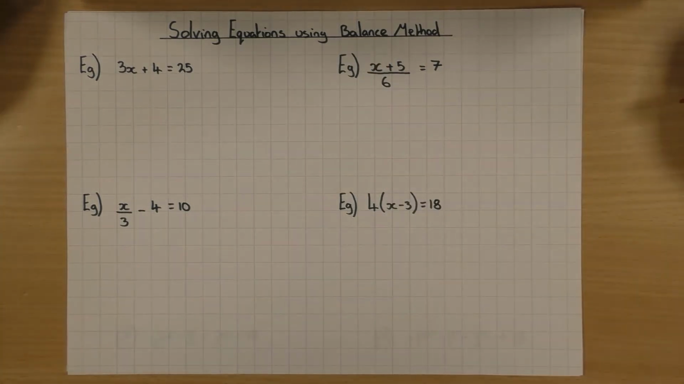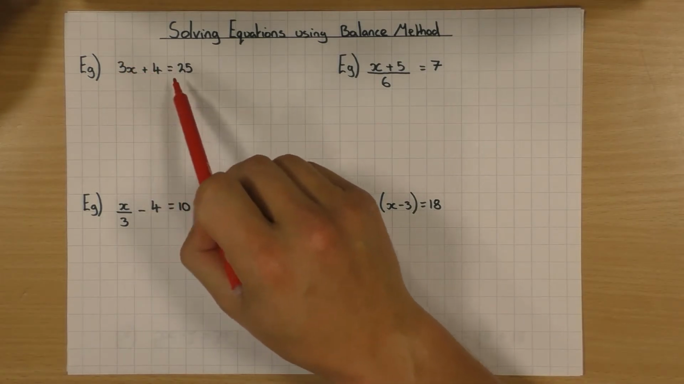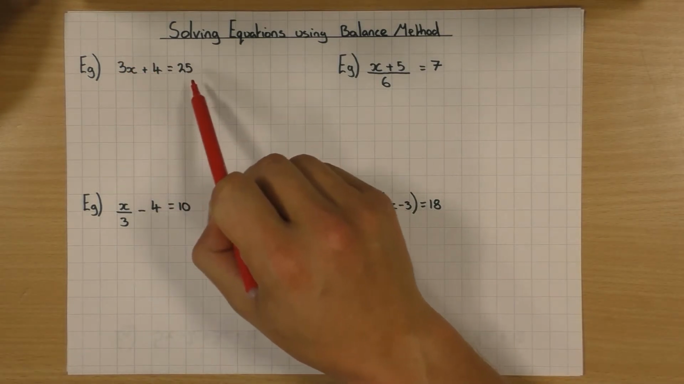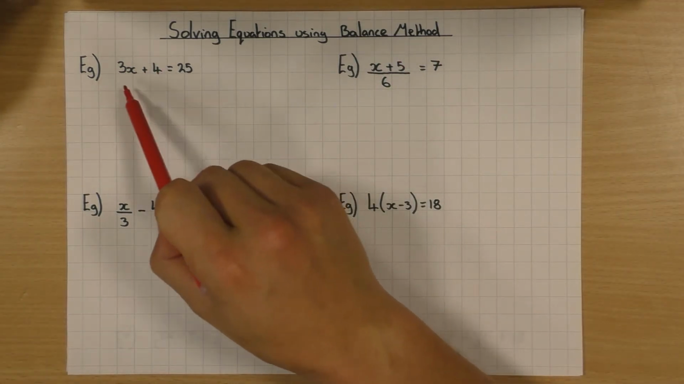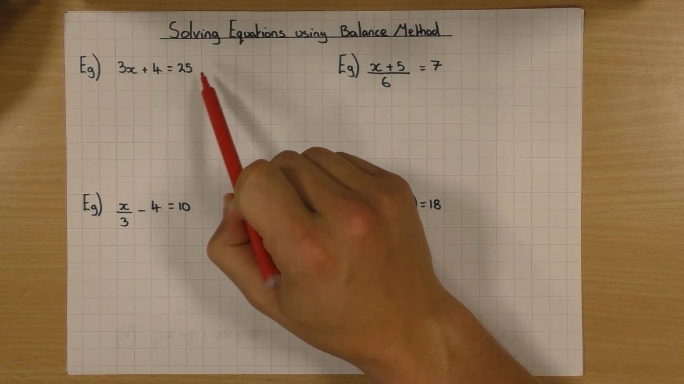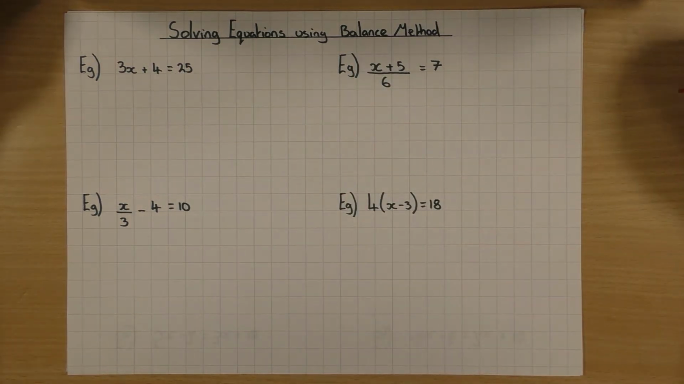Why is it called the balance method? Well, if we look here, we've got a left-hand side equals the right-hand side. We call it the balance method because whatever I do to the left-hand side, I have to do exactly the same thing to the right-hand side, so both remain balanced. That's where it gets its name from.